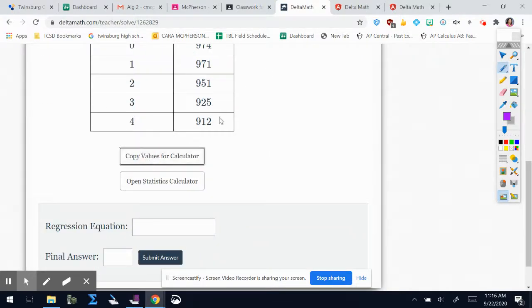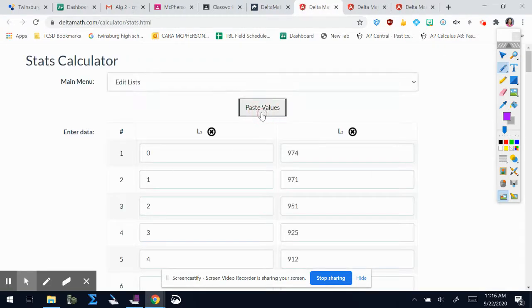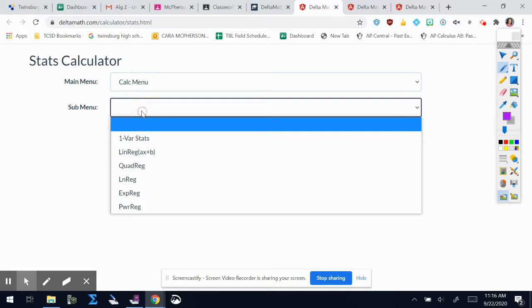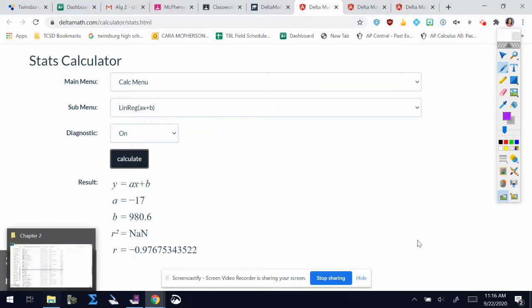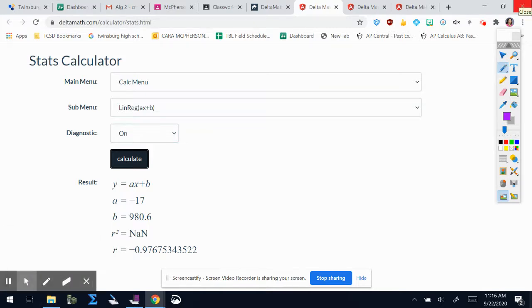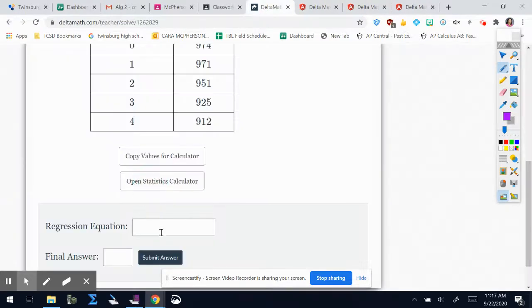So let's copy the values, open our calculator, paste the values. We're going to go to our calculation menu and we want the linear regression. I'll turn my diagnostic on again. This one has a negative relationship. You'll notice that your R value here is negative, so we actually have a negative slope. I'm going to write down my A is negative 17 and my B is 980.6. So I'm going to go back to Delta Math and type in Y equals negative 17x plus 980.6. It does want the nearest hundredth.